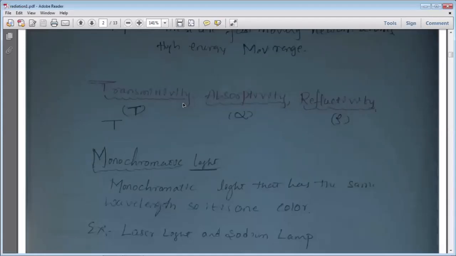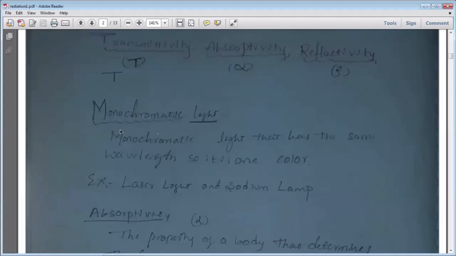Before discussing transmittivity, absorptivity, and reflectivity, we need to discuss monochromatic light. You have heard about monochromatic light, such as laser light or a sodium lamp. Mono means single or one. Chrome means color. Single color light is called monochromatic light, which has the same wavelength. So it is one color. For example, laser light and sodium lamp are called monochromatic light.